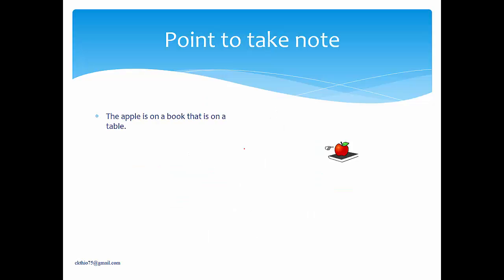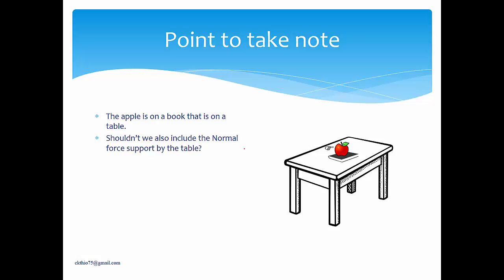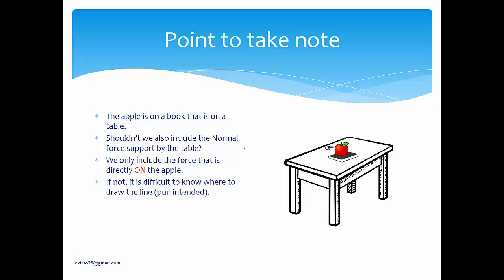Some other points to take note: the apple is actually on the book that is on the table. Notice that in our previous case we didn't include a table. Why is that so? Shouldn't we also include the normal force from the table, because the book is not floating in air, it is supported by a table? We do not do that because we only include the forces directly on the apple, since the free body diagram is for the apple only. If we had to include the table, it would be very difficult to draw the line.